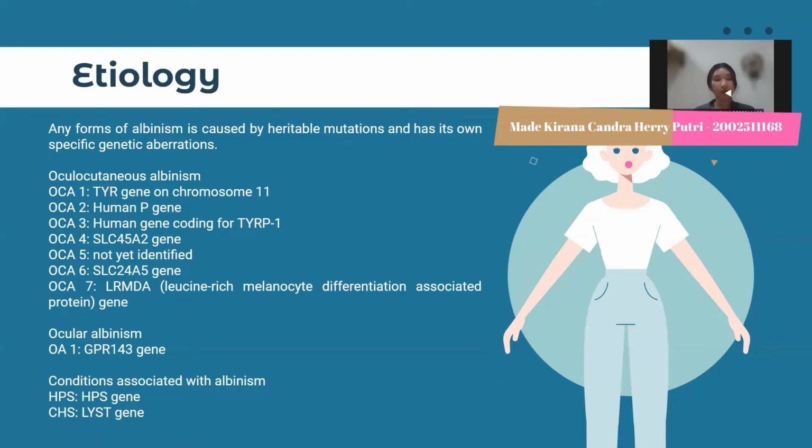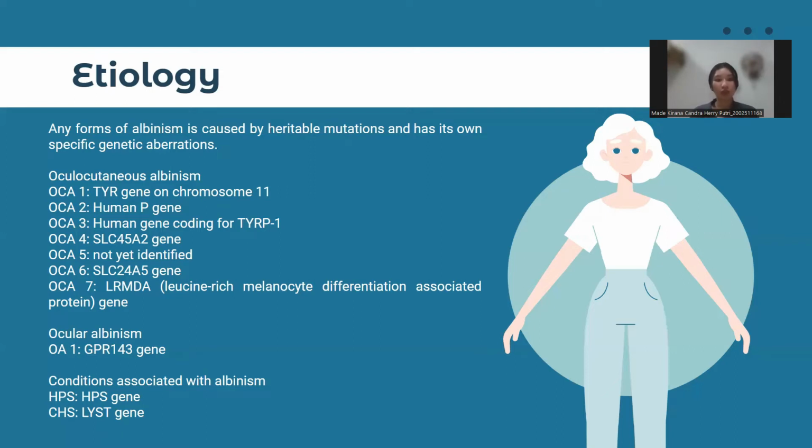I'm going to explain about the etiology. Any form of albinism is caused by heritable mutations that can lead to defects in melanocytes and melanin production or distribution. Every type of albinism also has its own specific genetic aberrations. For example, in oculocutaneous albinism, OCA1 is caused by mutations in the tyrosinase gene on chromosome 11. OCA2 is caused by mutation in the gene that codes for P protein. Meanwhile, OCA3 is caused by mutations in the human gene that codes for tyrosinase-related protein 1.